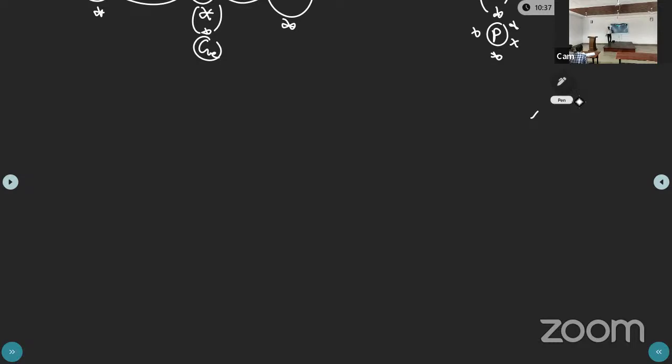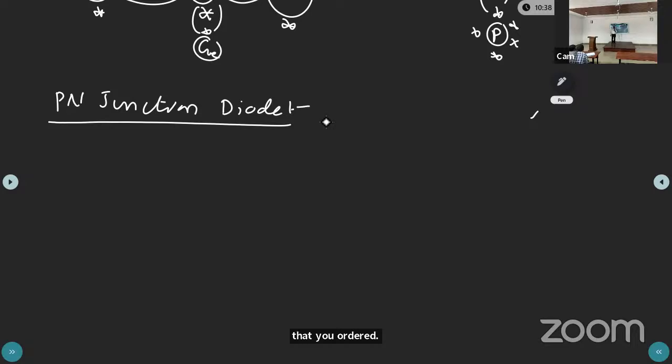Now, using these semiconductors, we are making semiconductor devices. The first semiconductor device is the PN junction diode. The first one is the PN junction diode.